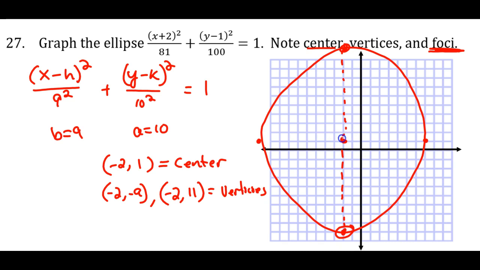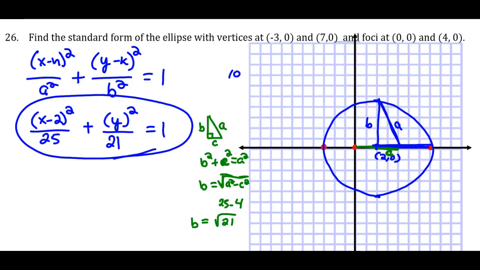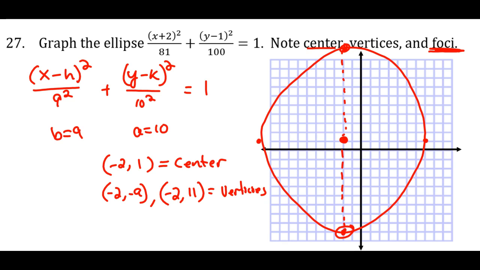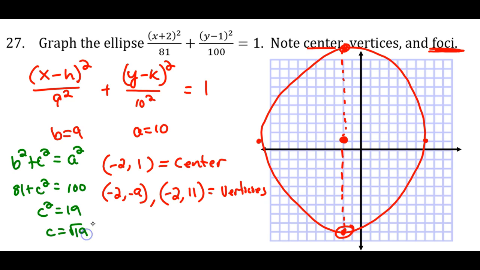And remember, they are c distance. Here's our center. They are c distance away from the center. So remember what we said on the last problem over here. We said that b squared plus c squared equals a squared. And we're going to follow that rule again, where we have b squared plus c squared is equal to a squared. And so substituting what I know in there, I've got 9 squared is 81. This is 100. And so you get c squared is equal to 19, where c equals the square root of 19.